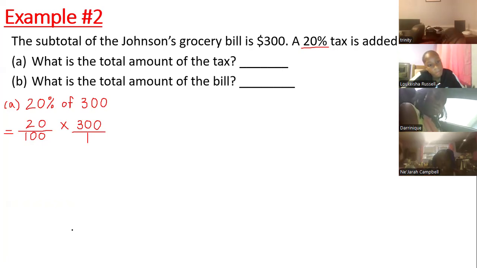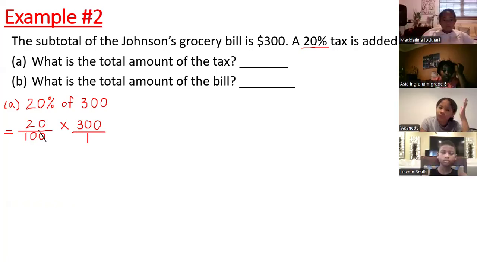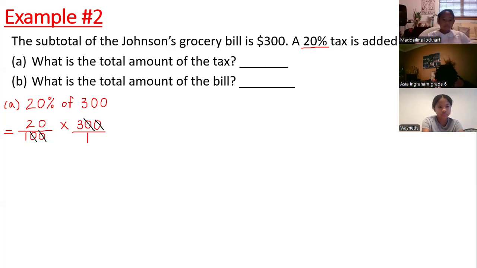So we know that this 0 is going to cancel out with what? With this 0 from the 300, right? You understand that, Lincoln? Yes, sir. Good. And then this 0 is going to cancel out with this 0 right there. Understand that? Do we still cancel out this 0 on top? No, sir.